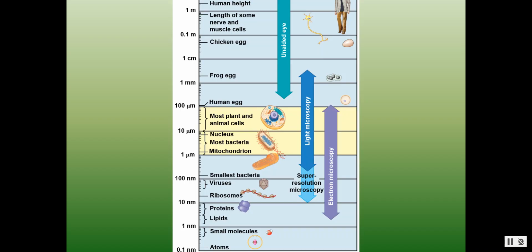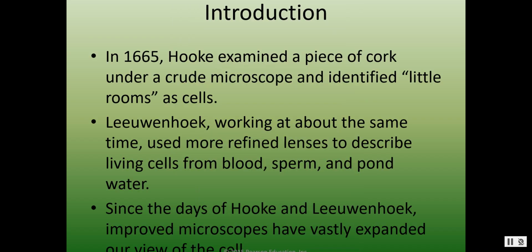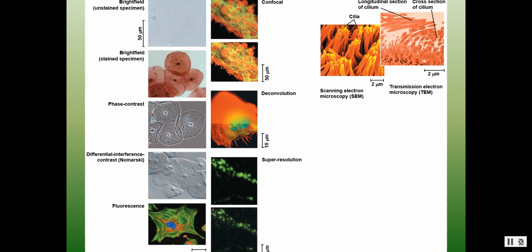And basically, a microscope's job, right, is to magnify something so that you can see something that's too small to see with the unaided eye. Now, prior to 1665 and microscopes, right, we didn't have a cell theory. After the microscope was invented, we started to get a little bit more clarity on the fact that all organisms are made up of cells, and that's where we came up with the cell theory.